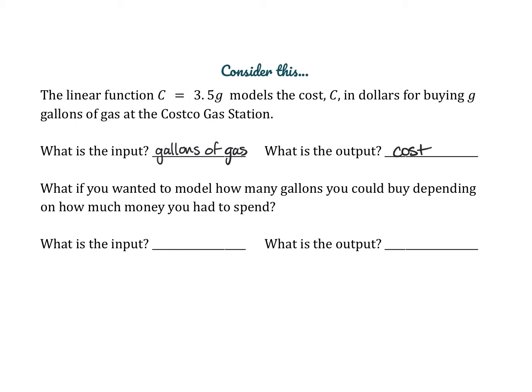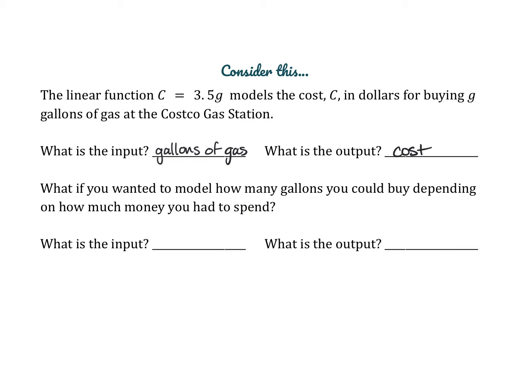So with this model, we could say, hey, I purchased 5 gallons of gas. And then our output would be what the cost is. Hey, I purchased 7 gallons of gas. What's the cost? I purchased 20 gallons of gas. What's the cost? So imagine a scenario now where instead you actually want to model how many gallons you could buy depending on how much money you had to spend.